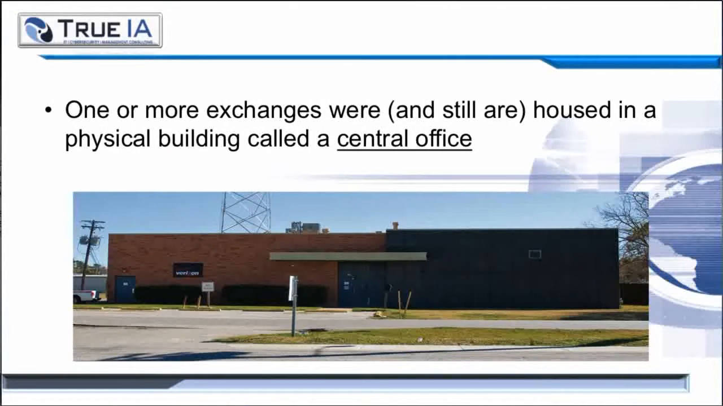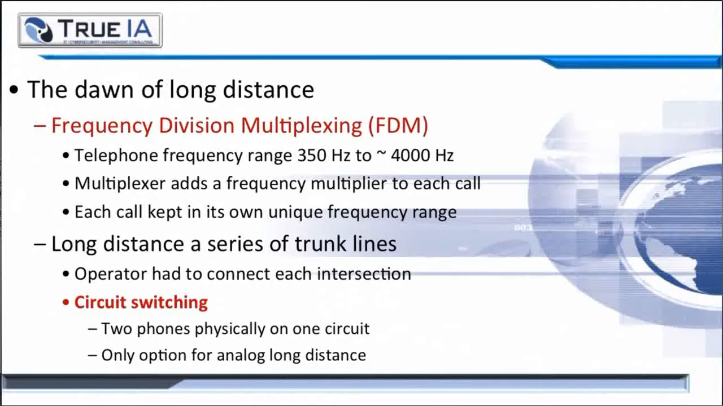So in every central office, and they still exist, there's one or more of these exchanges. So let's look at the technology behind this. It starts with FDM, the frequency division multiplexing. It's your telephone frequency. It operates between 350 to 4,000 hertz. The multiplexer adds a frequency multiplier to each line. Each call is kept in its own unique frequency range.